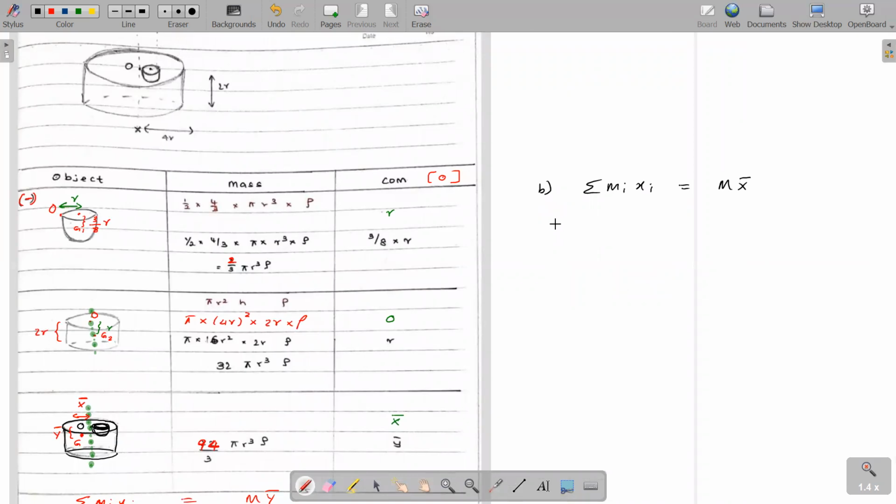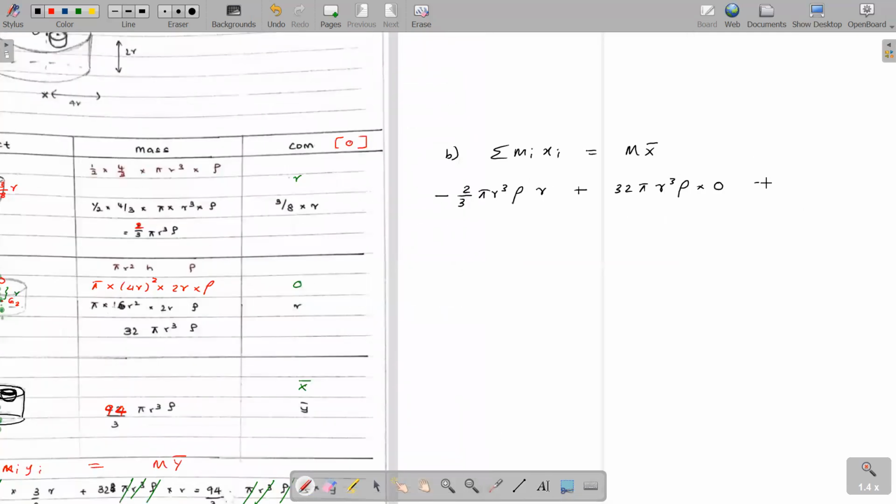So sigma mi xi, that's 2 over 3 pi r cube rho. This is the subtraction. We are removing this into r, then plus 32 pi r cube rho into 0. Okay, into 0 equal 94 over 3 pi r cube rho into X bar. Right, guys? So this entire term is a 0. There's no use of that. Pi r cube rho you can cancel out.